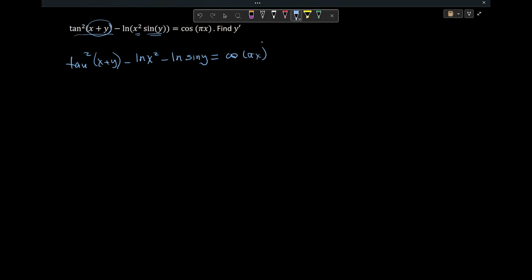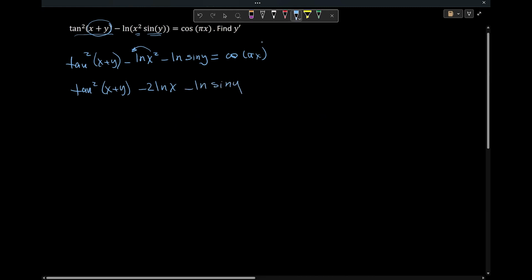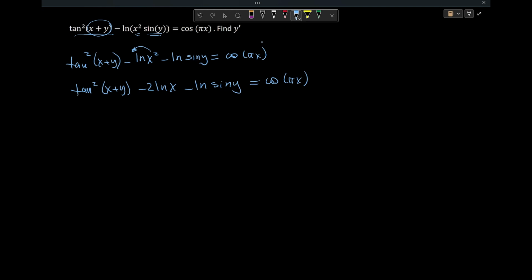And now I can bring the 2 down. So this is tangent squared of (x plus y) minus 2 ln of x minus ln of sine y equals cosine of pi x. And now I take derivatives of both sides. So what do I see? The first term: I see a tangent to a power, some function of x to a power. Automatically, that's the generalized power rule.